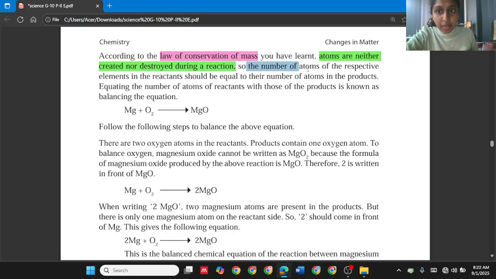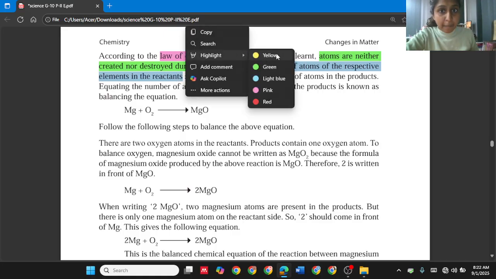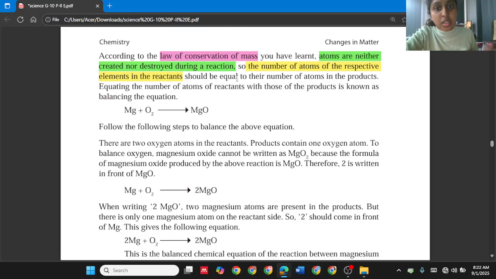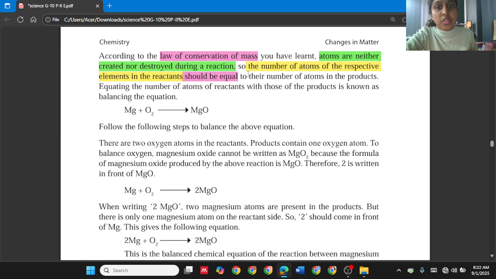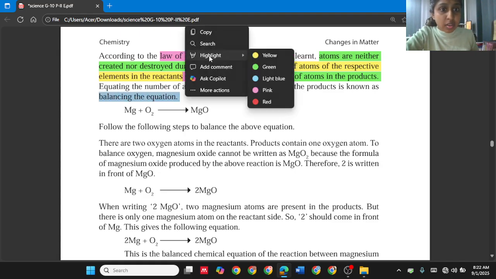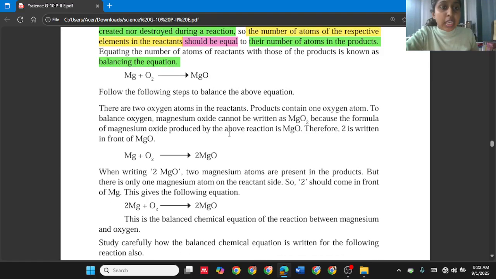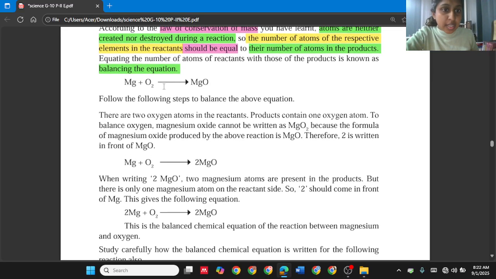The number of atoms of respective elements in the reactants should be equal to the number of atoms in the product side. Okay. Equating the number of atoms of reactants with those of the products is known as balancing the equation. So highlight this part. This is balancing of the equation. Here count the number of atoms on the left side.